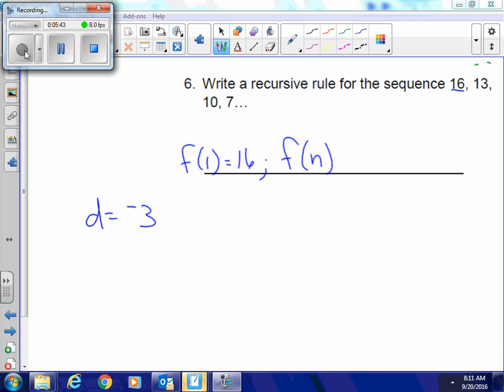To get any term, we take the previous term and we subtract 3. Isn't that how we get it? From 16 to 13, we take 16 minus 3. To get to the next term, 13 minus 3 is 10. And that's what this rule says. And this rule applies for every position number greater than or equal to the second position.